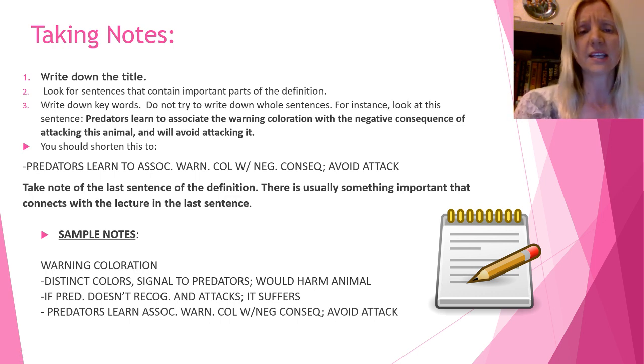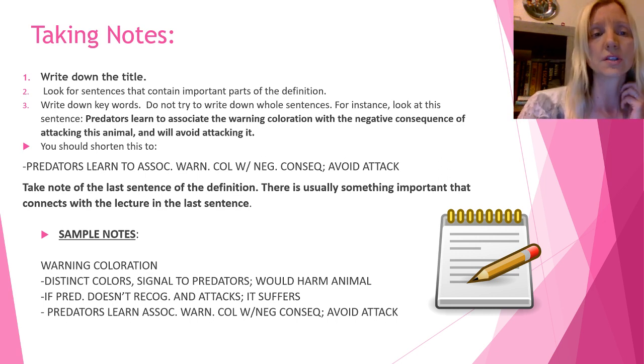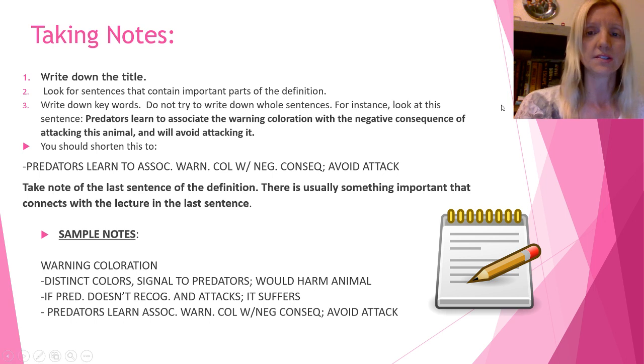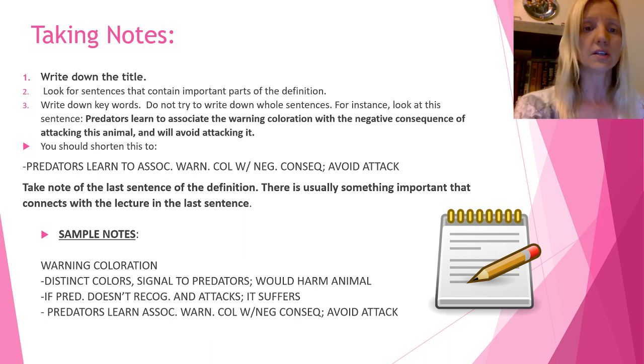But let's take an example. Let's look at this sentence. Predators learn to associate the warning coloration with the negative consequence of attacking this animal and will avoid attacking it. You can shorten this, and I've shortened it here. Predators learn to associate warning coloration with / neg consequent, avoid attack. These are enough for me to understand when I read it, okay?